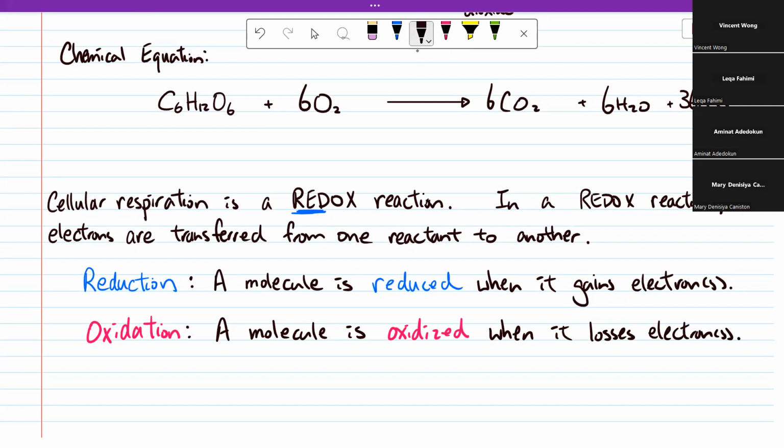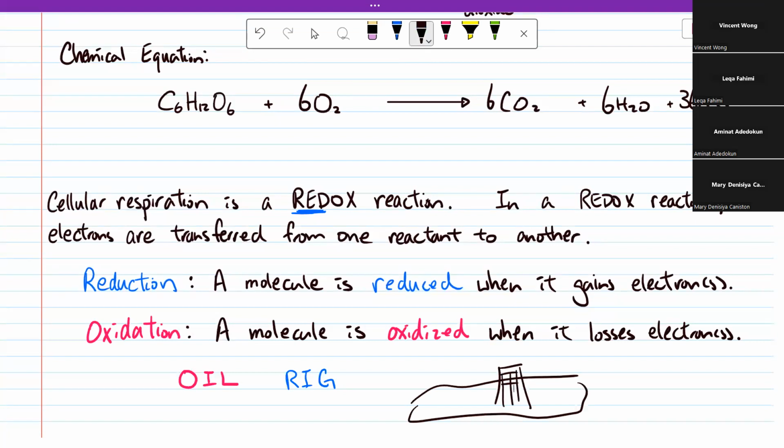Okay, so you can remember it like this: oil rig. Oxidation is loss of electron. Reduction is gain of electron. Okay, oil rig. You know, like in the ocean, and then they have the thing to take out the oil. That's an oil rig, right?